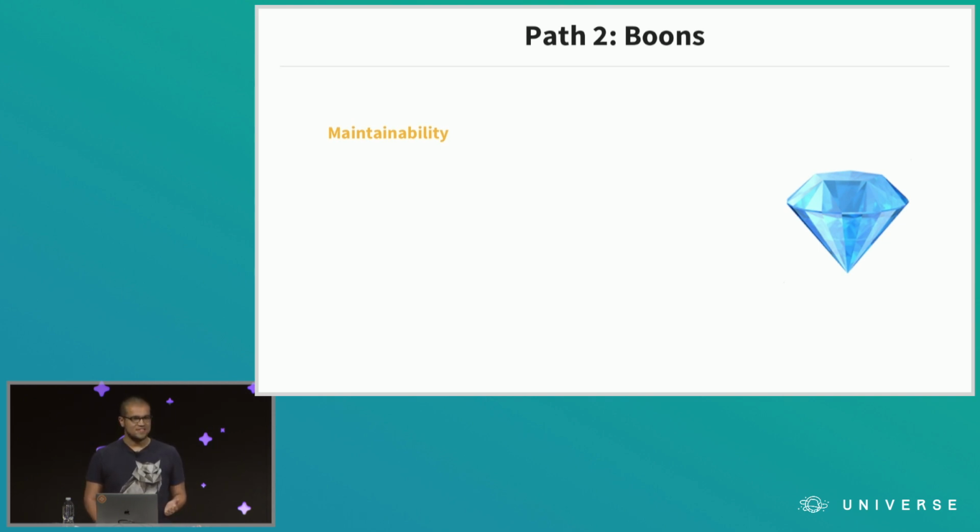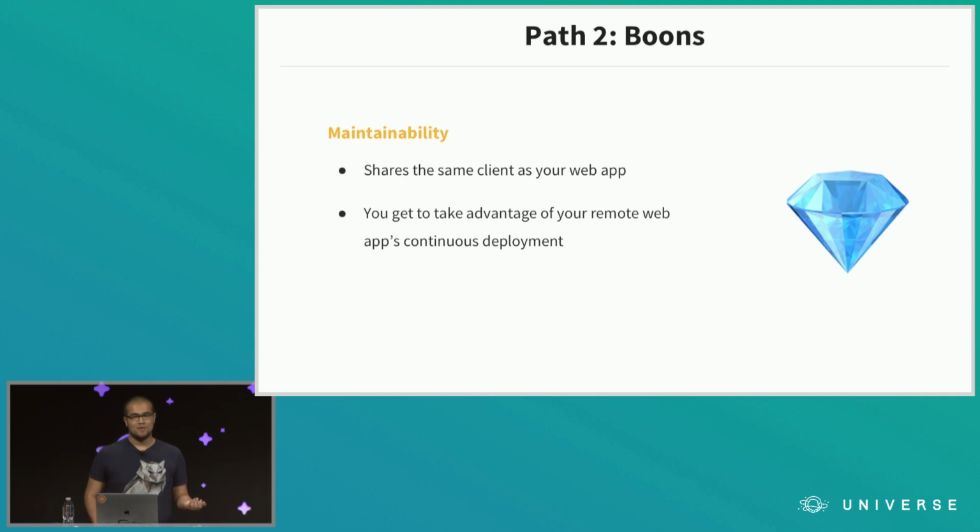There are definitely some benefits to maintainability. So we are sharing the exact same client as our web app. This is pretty great, because it means that we can take advantage of our remote web app's continuous deployment processes. Normally, if you're releasing a desktop app, you are constrained by things like App Store approval time, and that can take anywhere from days to a week, who knows. And if you have a critical bug to fix, this could potentially be an issue.